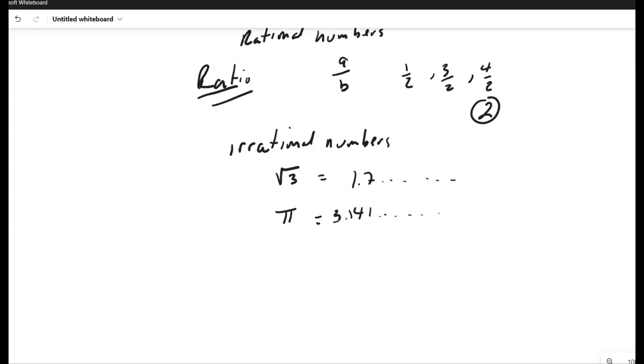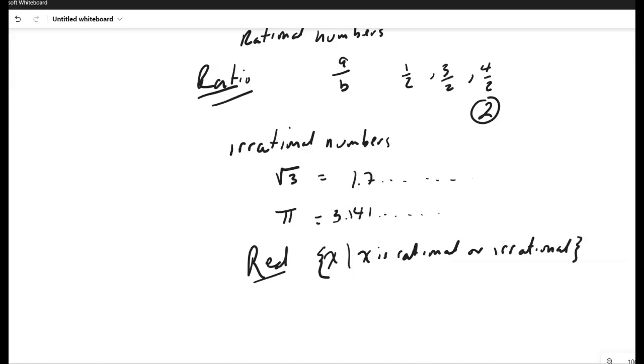Now back to real numbers. Real numbers are all numbers that are not imaginary. So we have all kinds of numbers. The way we represent this in what's called set builder notation is: real numbers are all numbers x such that x is rational or irrational. So those are all real numbers.